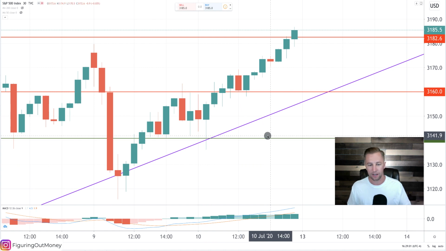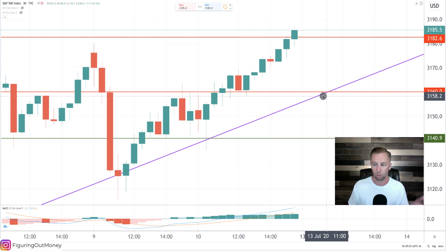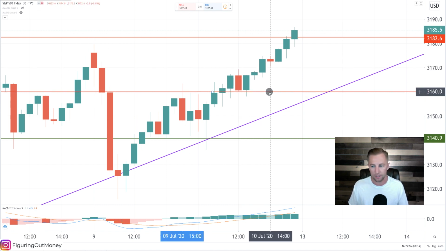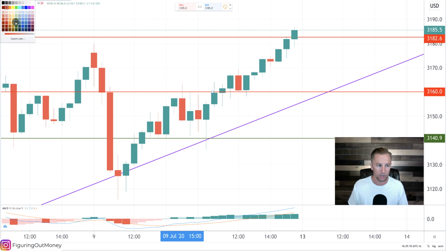And the area of resistance that we had next was 3160. I mean, it kind of got held up there, right? We had sort of a fake breakout there. And then the price acted as support, support, support, because once resistance is broken, it then becomes support. So in theory, that is now going to be an area of support. So we got to change it from red to green.